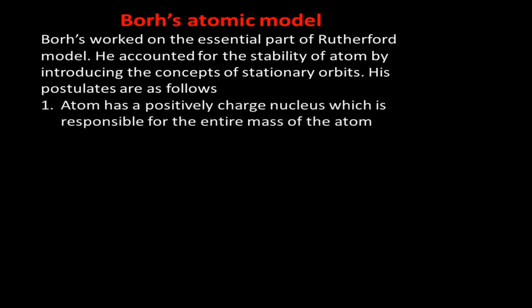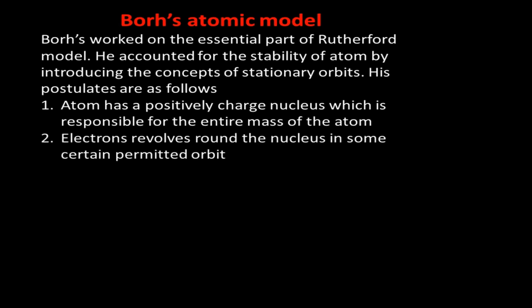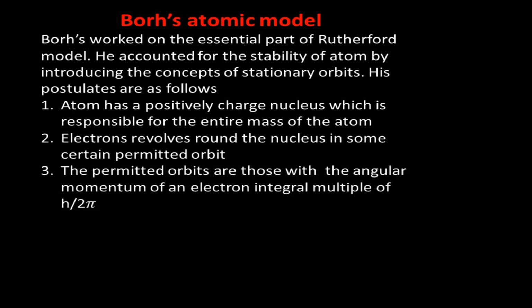The atom has a positively charged nucleus, which is responsible for the entire mass of the atom. Electrons revolve around the nucleus in some certain permitted orbits. The permitted orbits are those with the angular momentum of an electron an integral multiple of h over 2π, where h is the Planck constant.